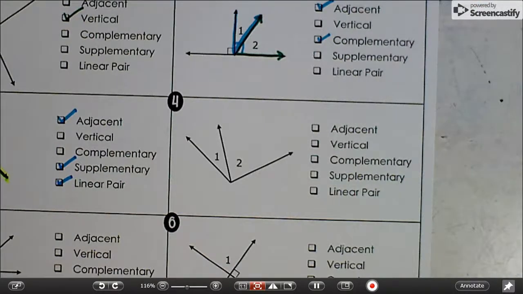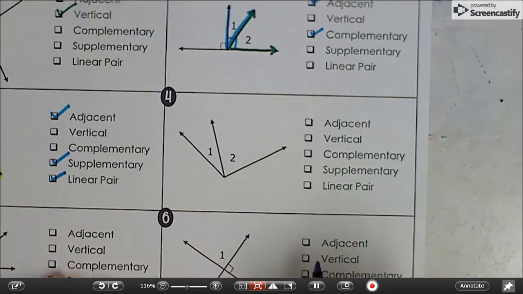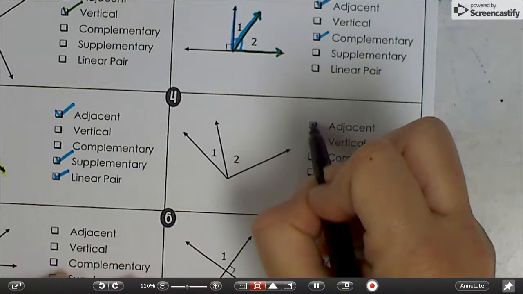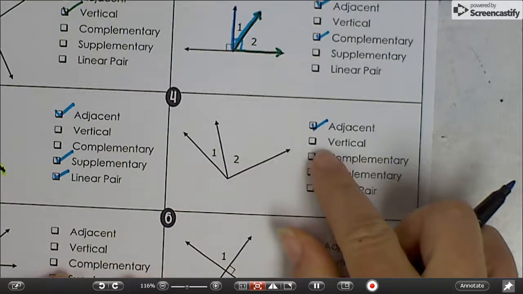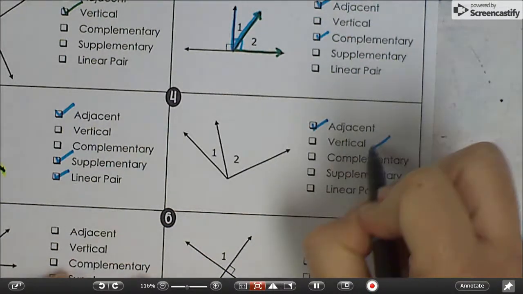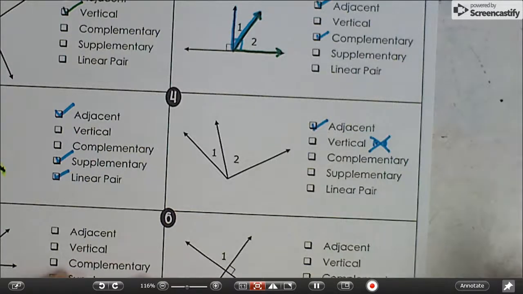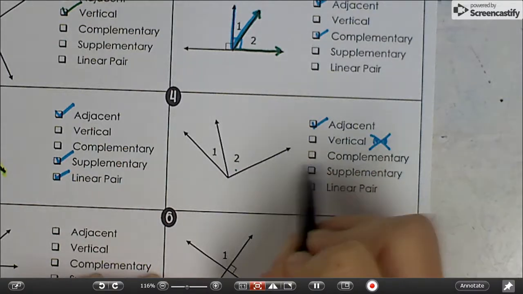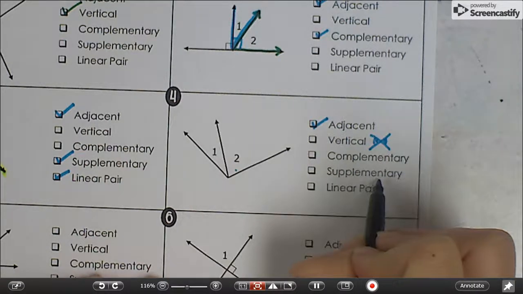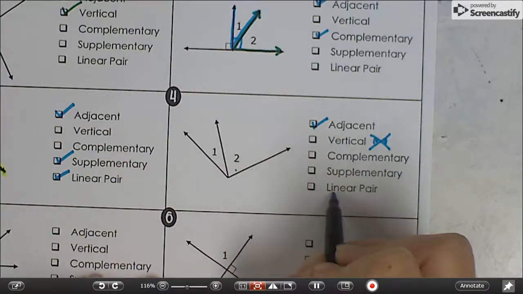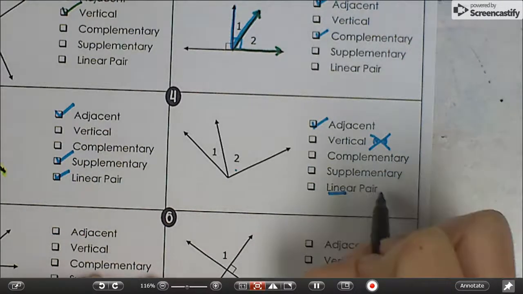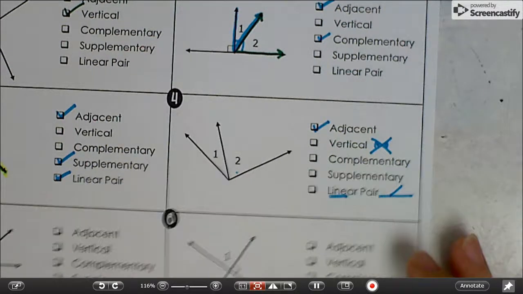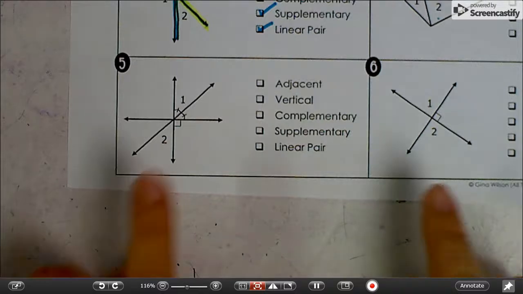All right, number 4. These angles are what? What do you think? Adjacent? Yep. Are they vertical? No. Vertical angles look like this. Are they complementary? Well, there's not a box in this corner, so we can't say that they are complementary, and they're not supplementary for sure. Linear pairs form a straight line, so these are not a linear pair. Those look like this. So just adjacent.